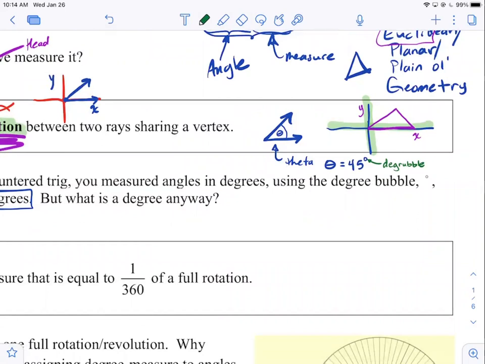Like we know intuitively how big 1 foot is.